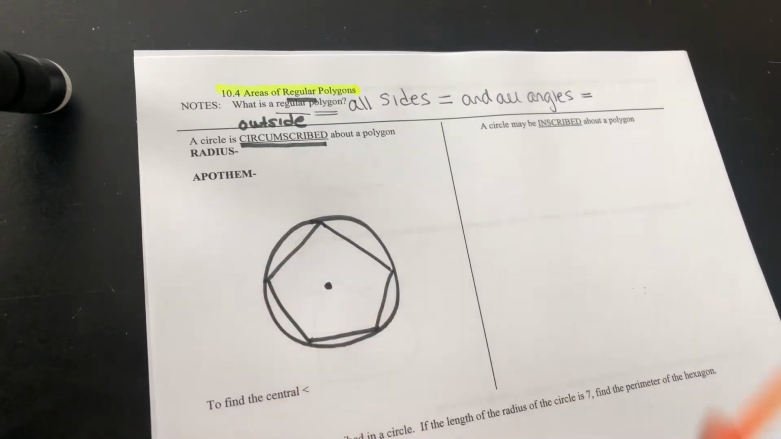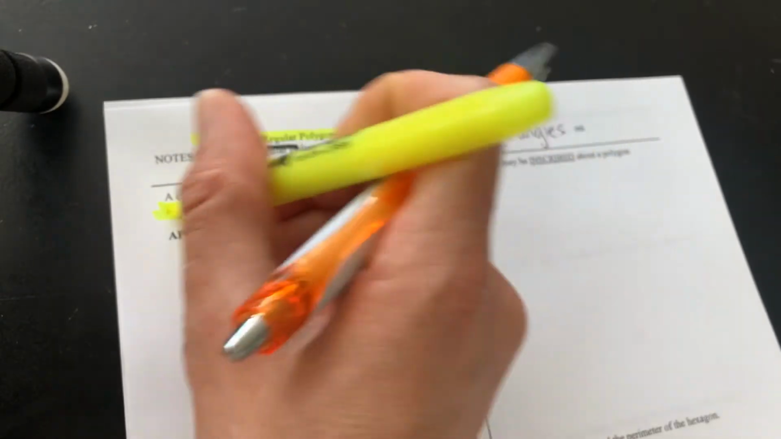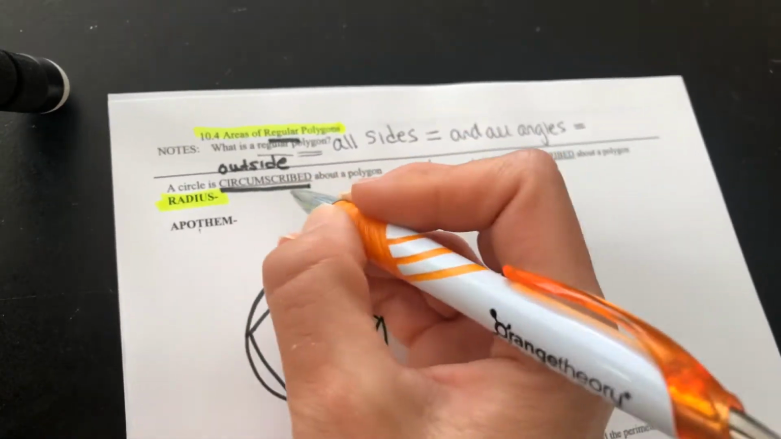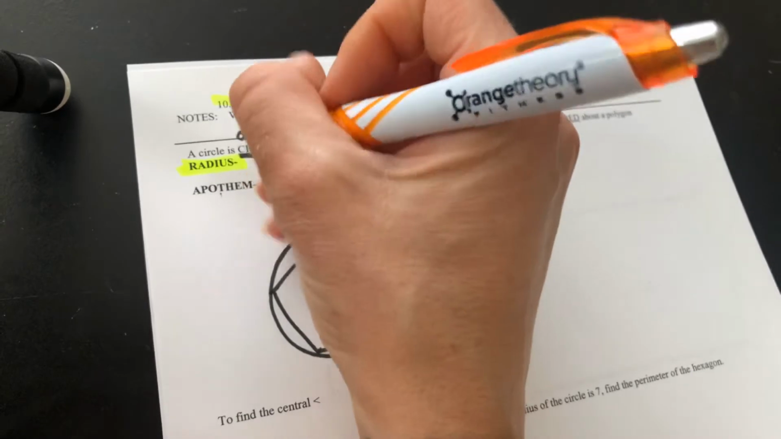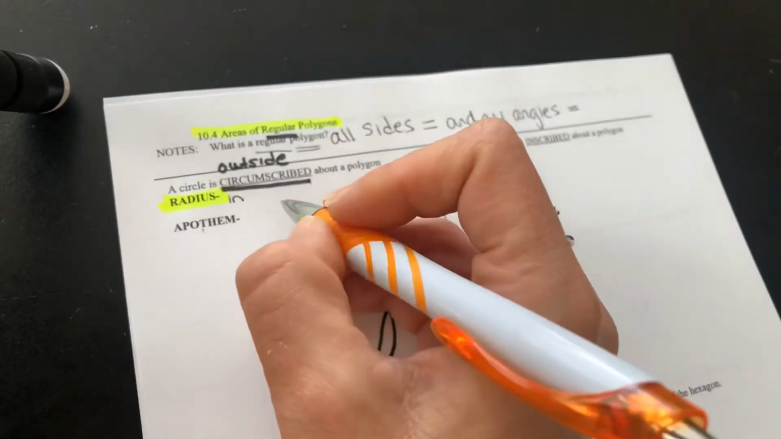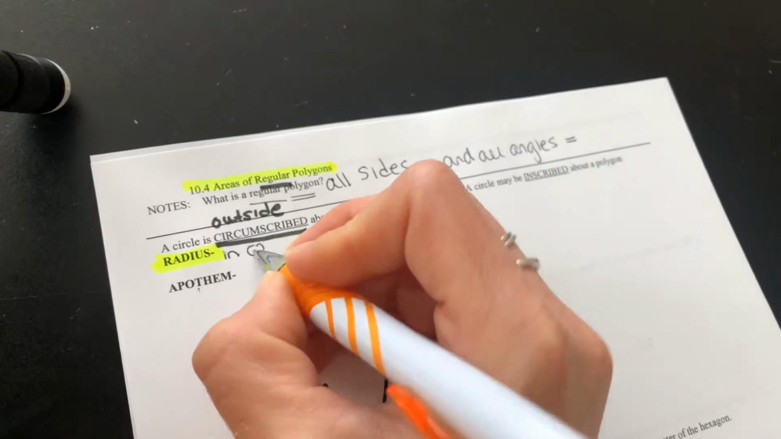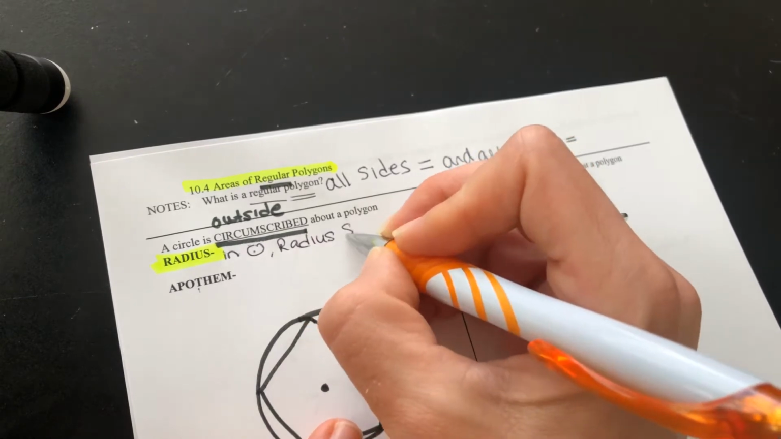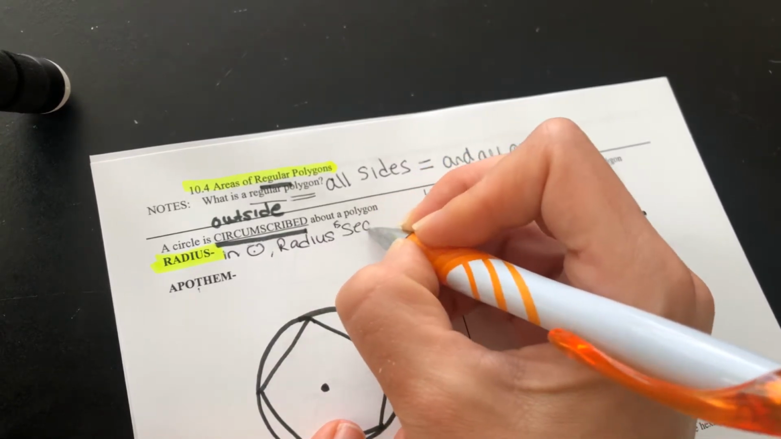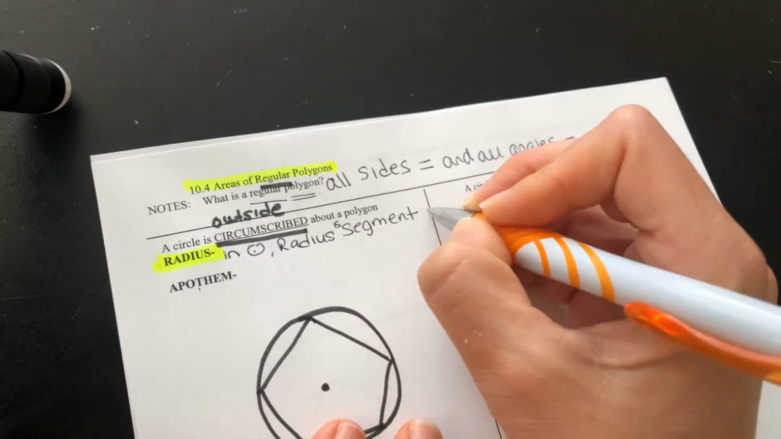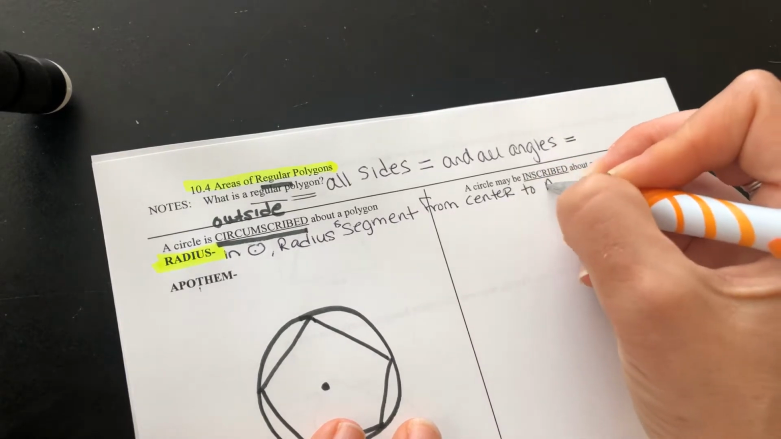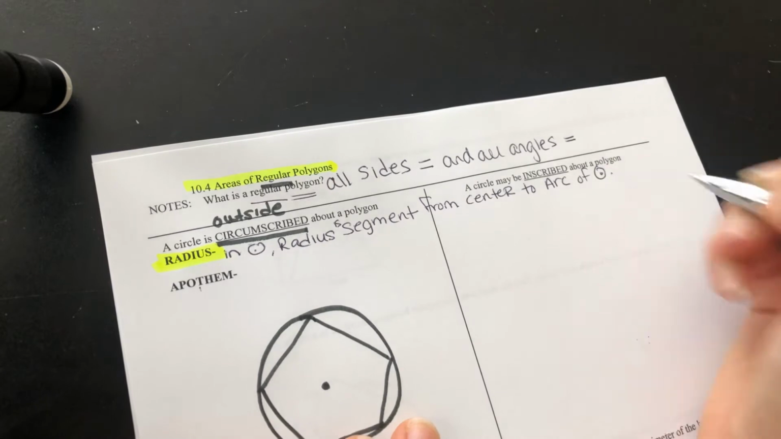Now, we all know what a radius is. This is going to be a new word for us, but let's just write the radius because I'm not sure if you guys are aware. We also have a radius in a polygon. In a circle, we all know the radius is a segment from the center to the arc of the circle. Great, we all knew that.